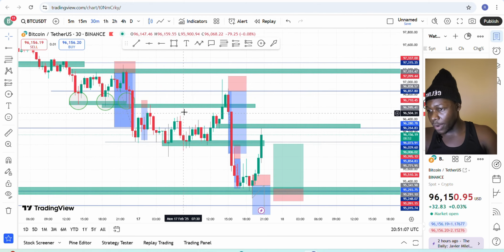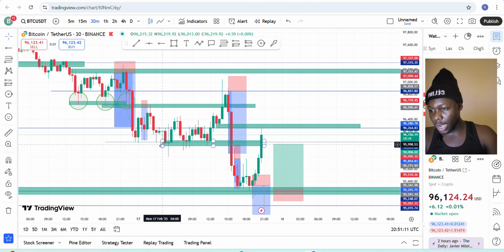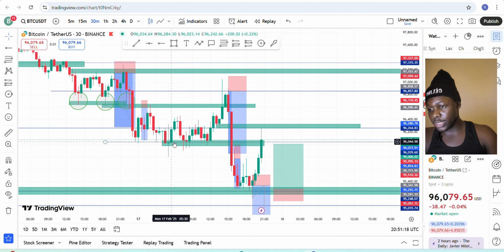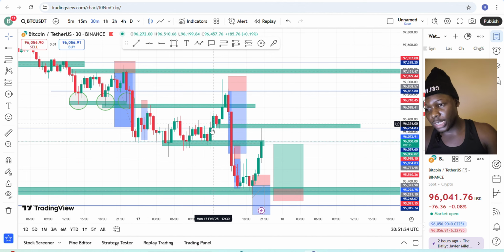So the third one, we've got this consolidation over here, which means we already have an area of support here. And over here, we have this area, but this is more valid and more strong. It is more likely that the market is going to give us a pushback.